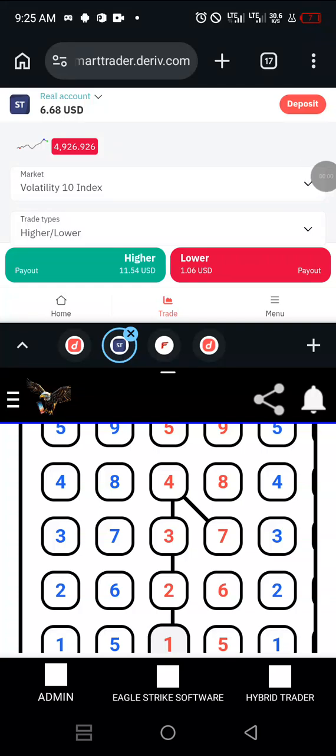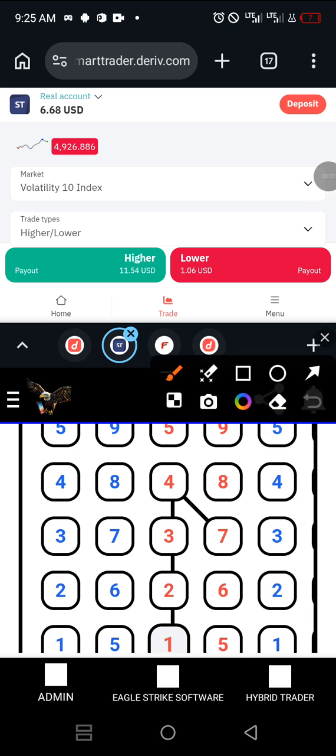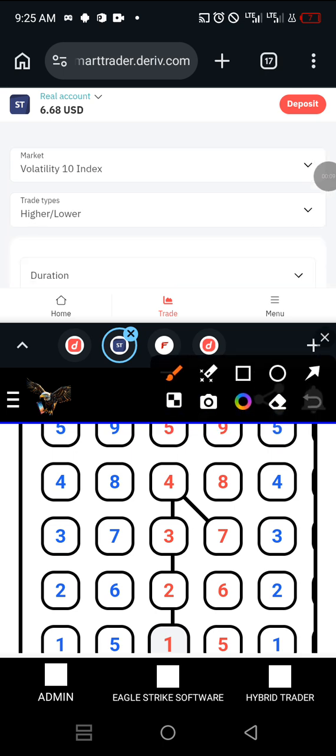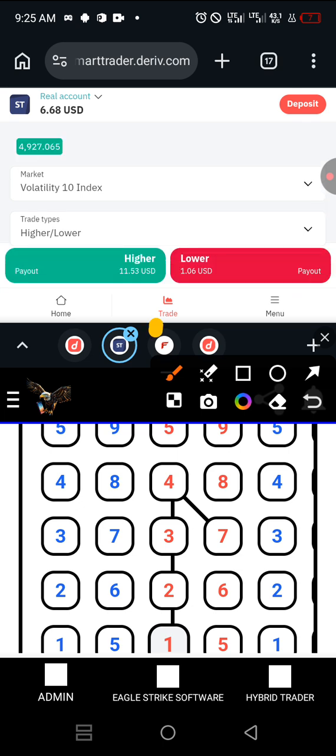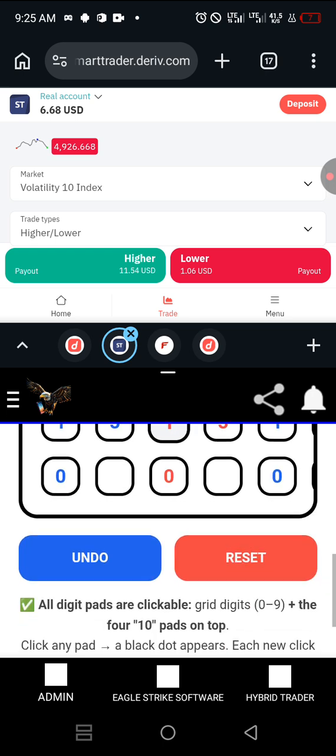Guys, good morning. It's been a while, and this is another video to update you on the EAGLENET Deriv trading strategy. So how does this work? Basically, as of yesterday, I made a withdrawal of $5, and that is why this balance is as low as this. So we're about to build it back up.